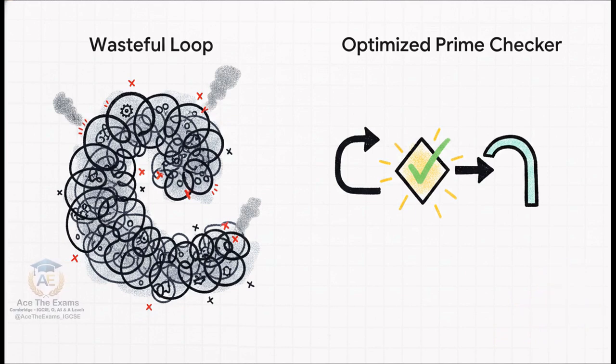Talk about a massive waste of computing power. But by using an if statement and a Boolean flag inside a while loop, we can trigger an early exit the exact millisecond we find a clean division. We literally only need to test up to half the input value.